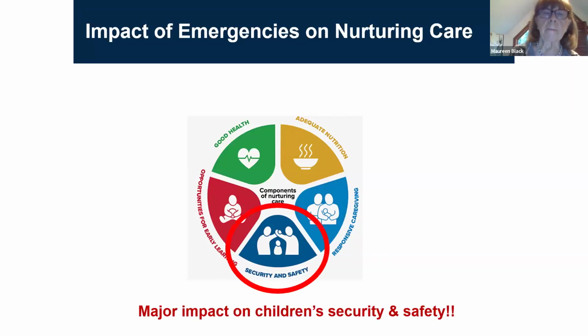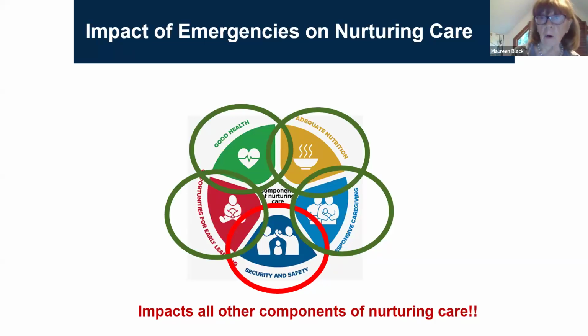Next. Okay, what is the impact of emergencies on nurturing care? Next. Bingo. The biggest impact is on children's security and safety. That's the biggest impact because what they knew is not there, not the same anymore. Next. Clearly, emergencies also impact their nutrition, their health, their responsive caregiving, and their early learning. So it impacts all systems within nurturing care.